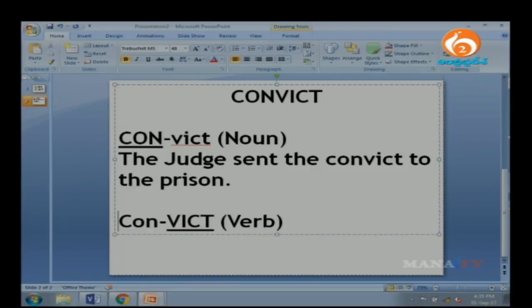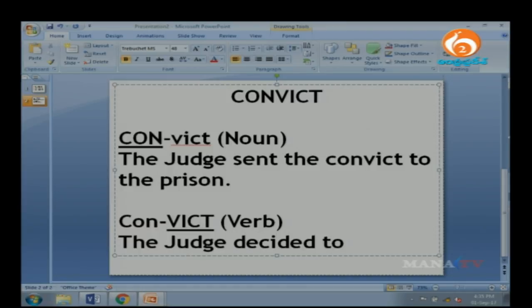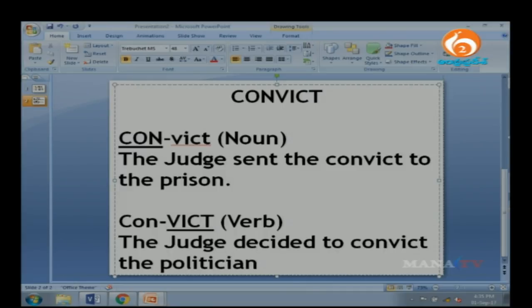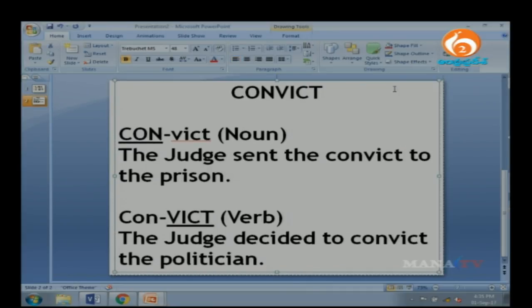Okay? Second one is a verb. The judge decided to convict the politician. Convict means where the case is proven that the politician is guilty. A person is marked as convicted, only a convicted person is called a convict. Remember it that way. Okay?